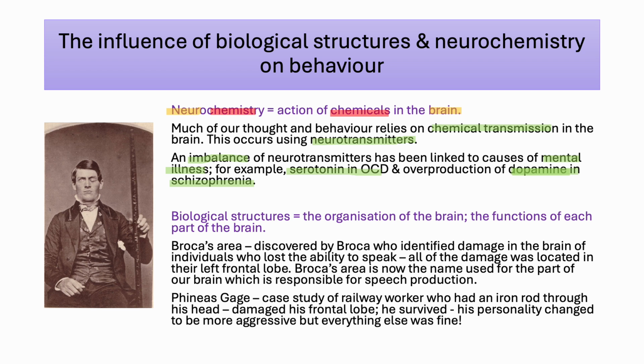Moving on then to biological structures and the examples that you can use here. So biological structures, particularly just the organisation of the brain and the functions of each part of the brain. A really good example, or two good examples to use that you will revisit in the biopsychology unit, are Broca's area, which was discovered by Paul Broca. He was the person that identified this specific part of the brain and named it after himself.